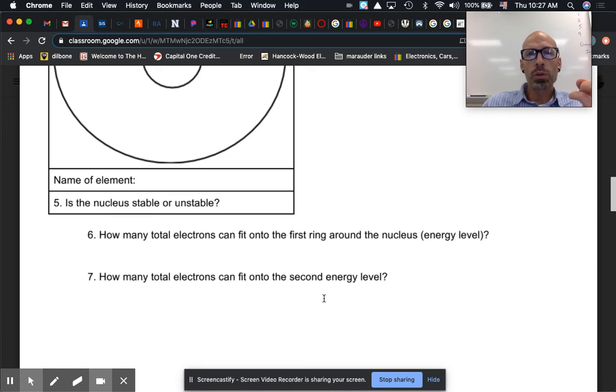The first level holds 2. The second level holds 8. All right, for a total of 10 in the first 2 levels. You need to know that now. So again, the answers to these questions, you need to know that the first level can only hold 2 and the second level can hold 8 for a total of 10 in the first 2 levels, maximum. So now you need to know that.